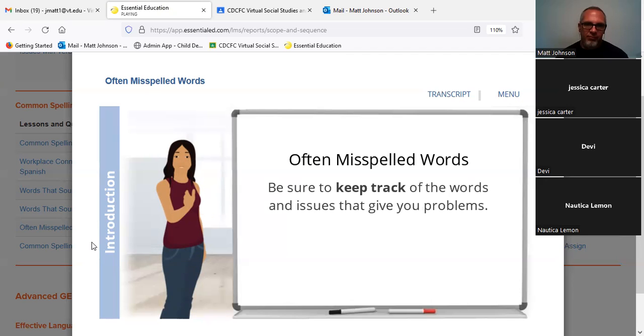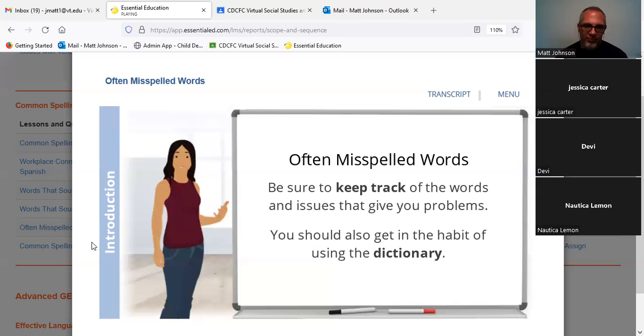Be sure to keep track of the words and issues that give you problems. If you keep a list of words that give you problems, it can help you improve your spelling. You should also get in the habit of using a dictionary. When you're not sure how to spell a word, look it up.